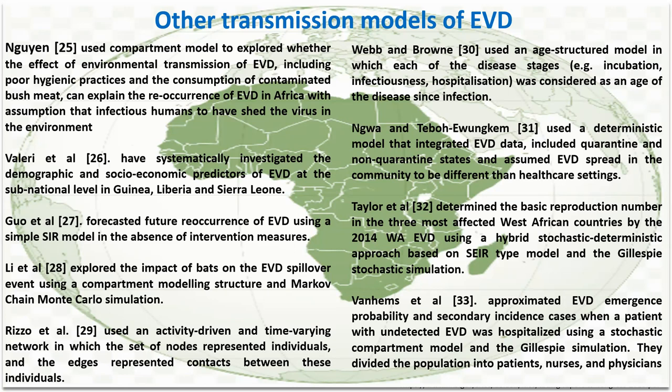So also look at the Van Hamels et al. When you consider also Ebola, approximating Ebola emergence probability and secondary index cases. This is when a patient with undetected Ebola was hospitalized. He uses a stochastic model to study this. This is mostly in the healthcare system, where in their model, they divided the population in the healthcare system into patients, nurses, and physicians also. And they also consider some control, like training the healthcare system about the virus, and how it can control the transmission in the healthcare center.